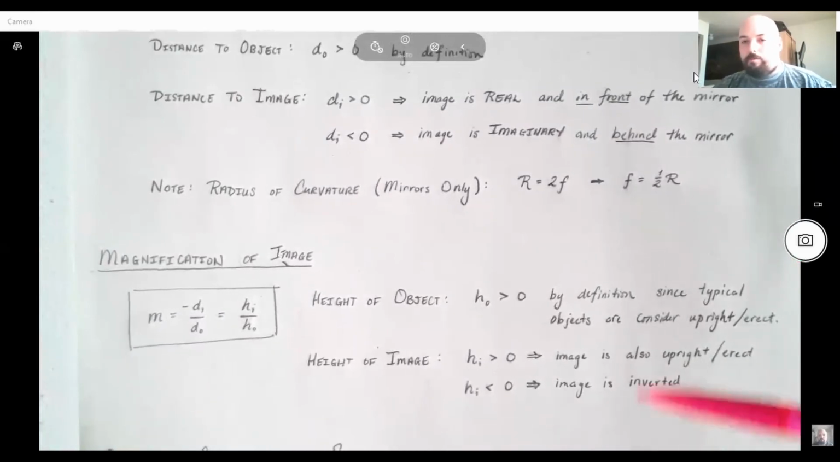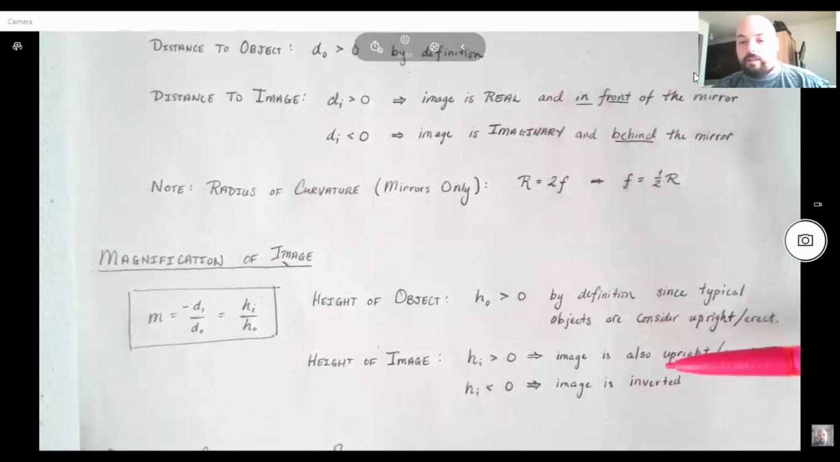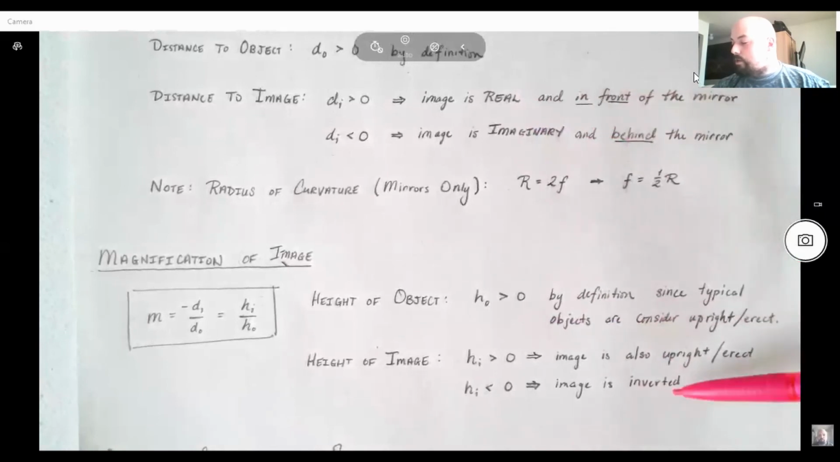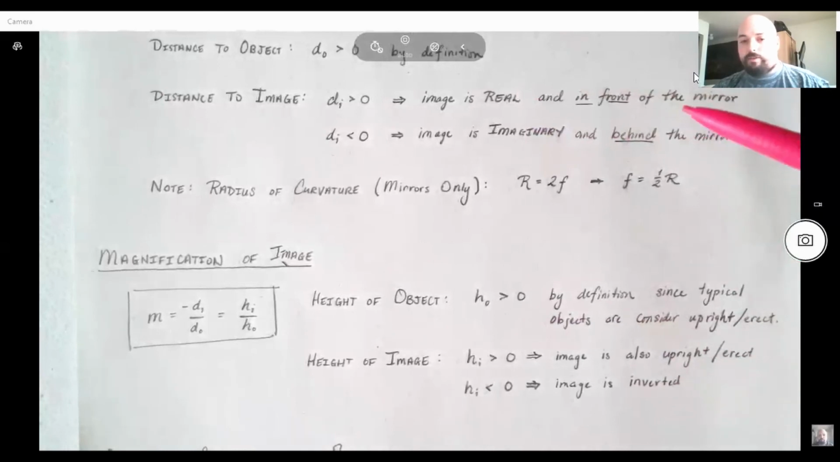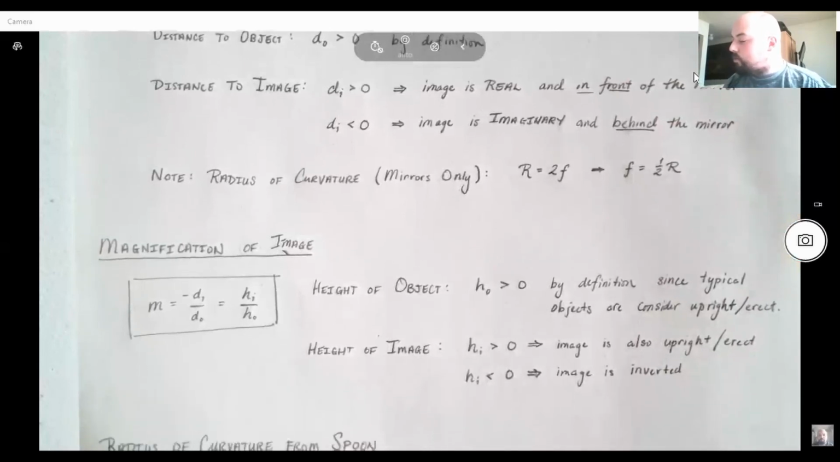You'll find a relationship between real and imaginary, and inverted and upright images: typically your real images will be inverted, and this is the case for both lenses and mirrors, and your imaginary images will always be upright for a single lens or mirror. Okay, so there'll be a correlation between those two descriptors for when you have to describe the image that's formed by those objects.